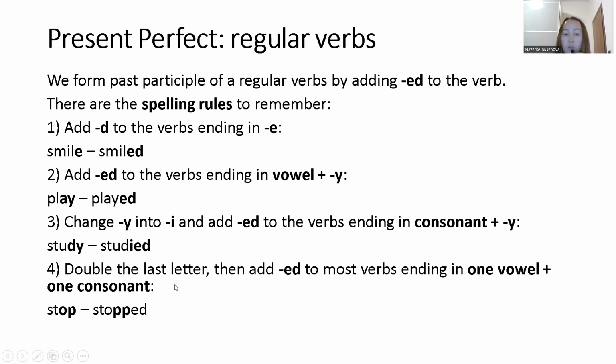And then double the last letter, then add ed to most verbs ending in one vowel plus one consonant. For example, stop. Here you see o is a vowel, one vowel, and then p is one consonant. So we need to add ed here, but we have to double the last letter. It is p. So stopped.